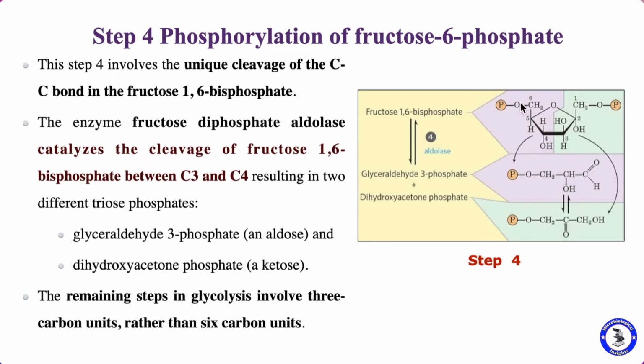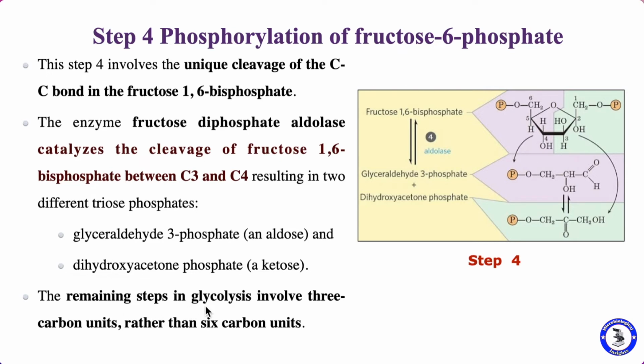And now we are going to write the glyceraldehyde 3-phosphate. The structure will be POCH2, then CH, OH. Remaining is H and O. So one carbonyl group, C double bond O, H. This is the aldehyde group. So this is glyceraldehyde 3-phosphate.